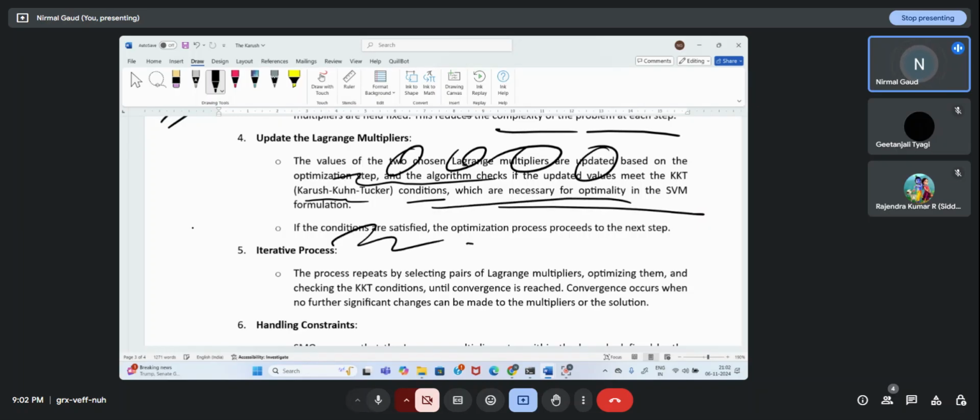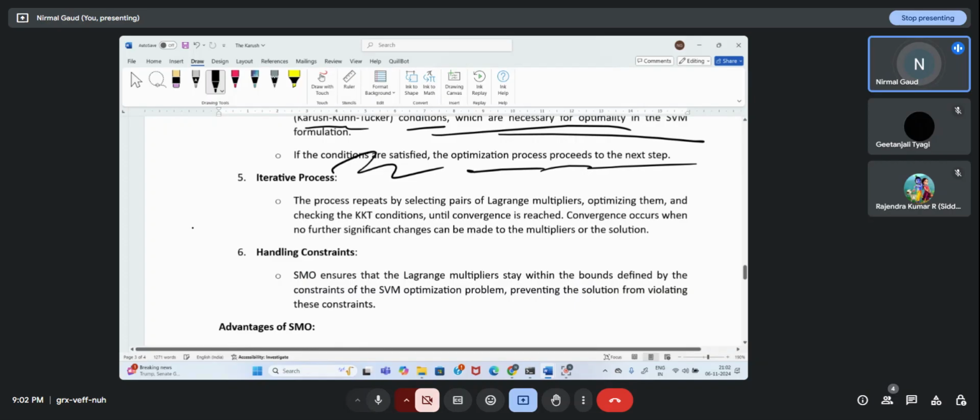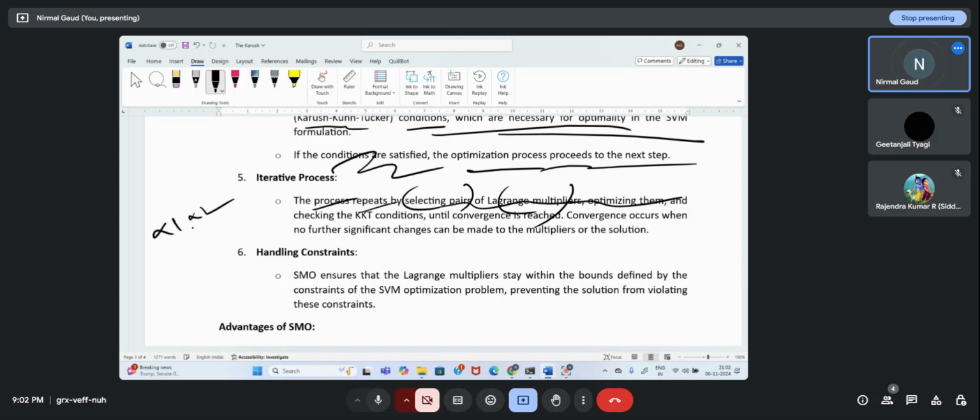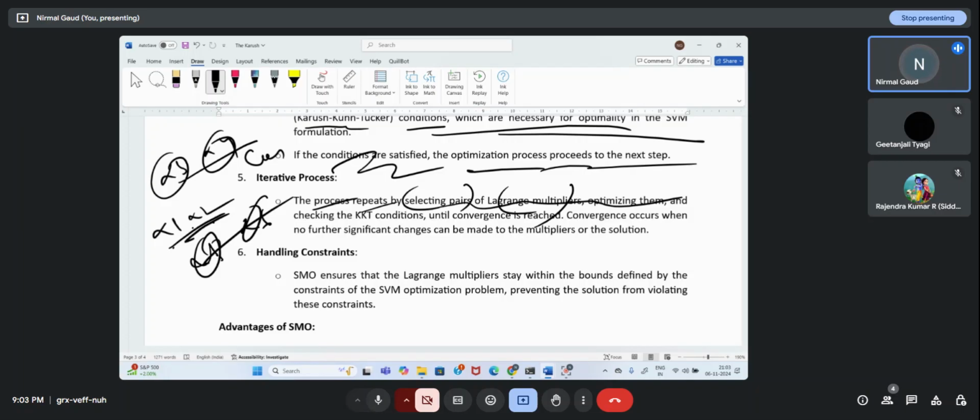If the conditions are satisfied, the optimization proceeds to the next step. You know what the conditions for the KKT are. And this is iterative in nature. Let's keep on selecting a pair of Lagrange multipliers. Alpha 1, alpha 2. Then it can be alpha 3, alpha 4. Then it can be alpha 5, alpha 6. When alpha 1 and alpha 2 are there, then alpha 3, alpha 4, alpha 5, alpha 6 are constant. For these two I will find the value. Then I can take any other pair, until we get convergence.